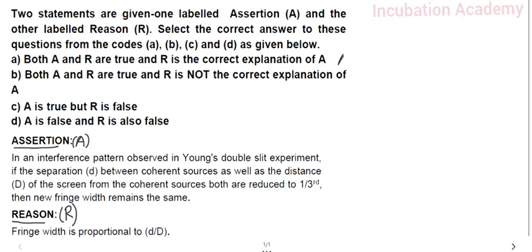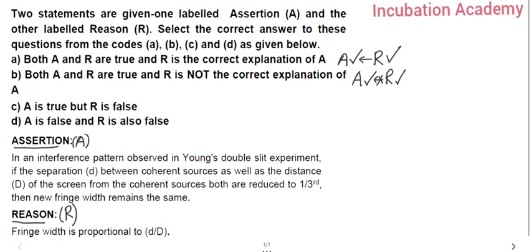That means A is true, capital R is true, and R is the correct explanation of the assertion. That means A and R are related. Next, both A and R are true, but R is not the correct explanation of the assertion. That is, there is no relation.